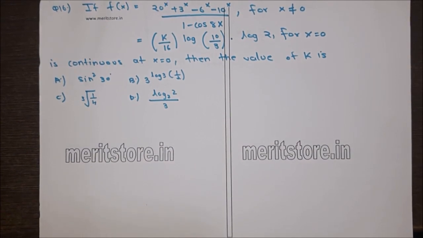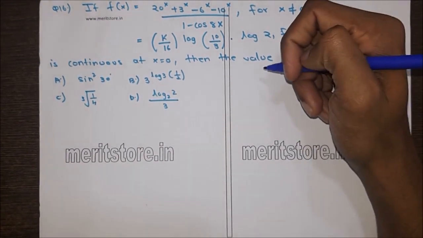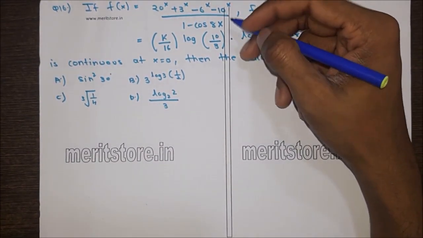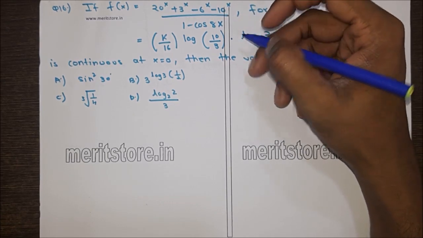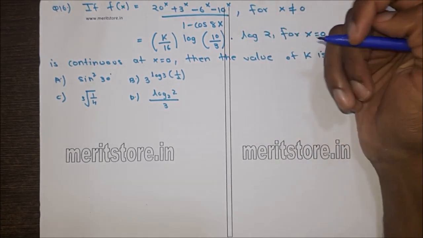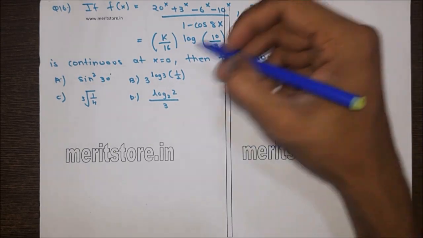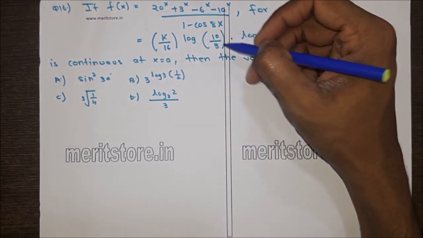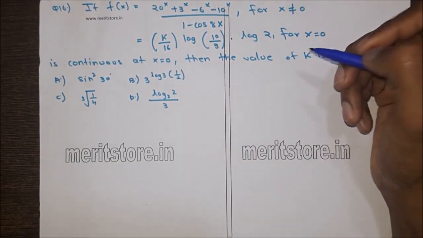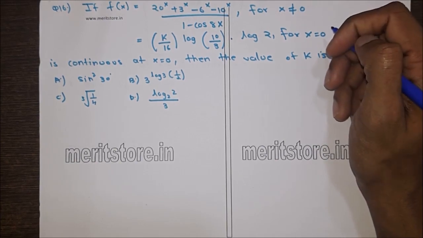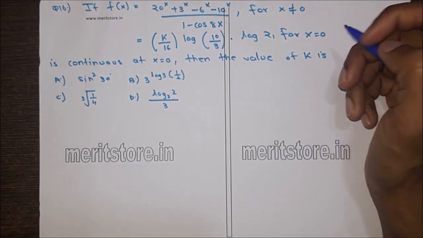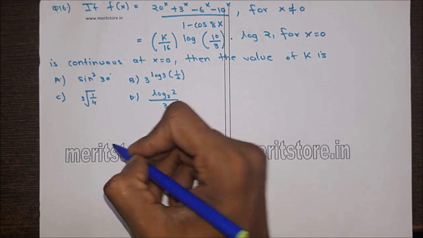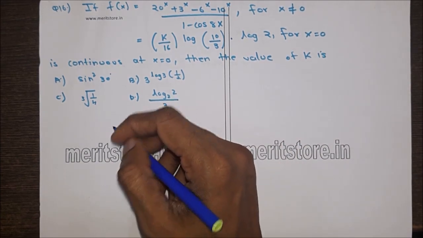Question 16. If f of x is equal to (20^x + 3^x − 5^x − 10^x) upon (1 + cos 8x) for x is not equal to 0, and k by 16 log 10 by 3 into log 2 for x is equal to 0, is continuous at x is equal to 0, then the value of k is. So the function is continuous at x is equal to 0.